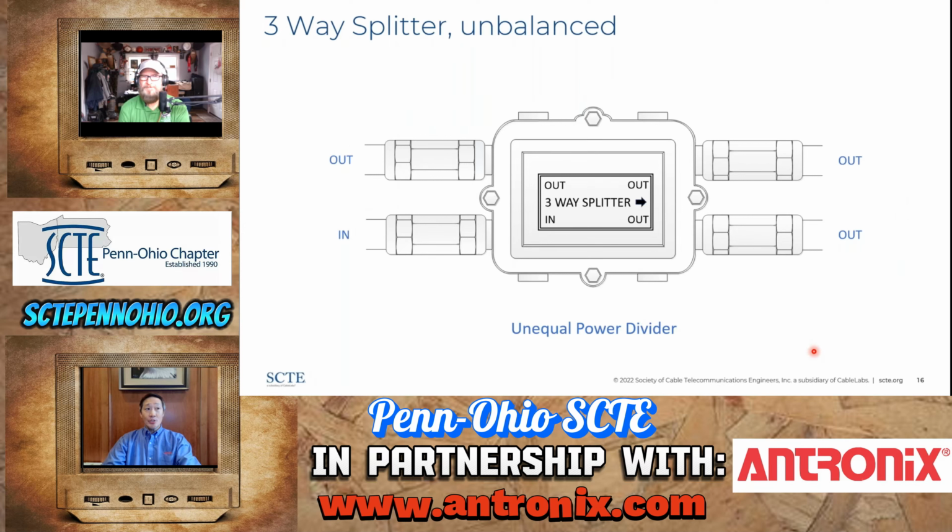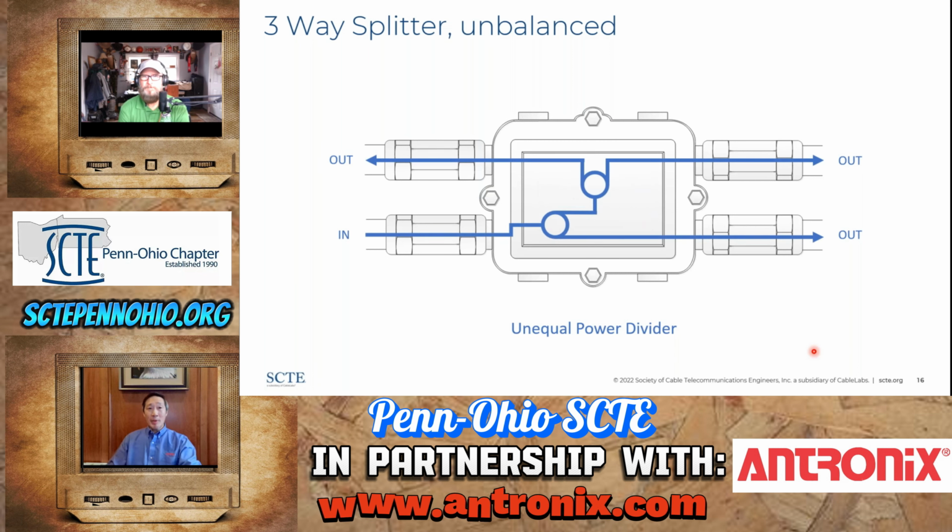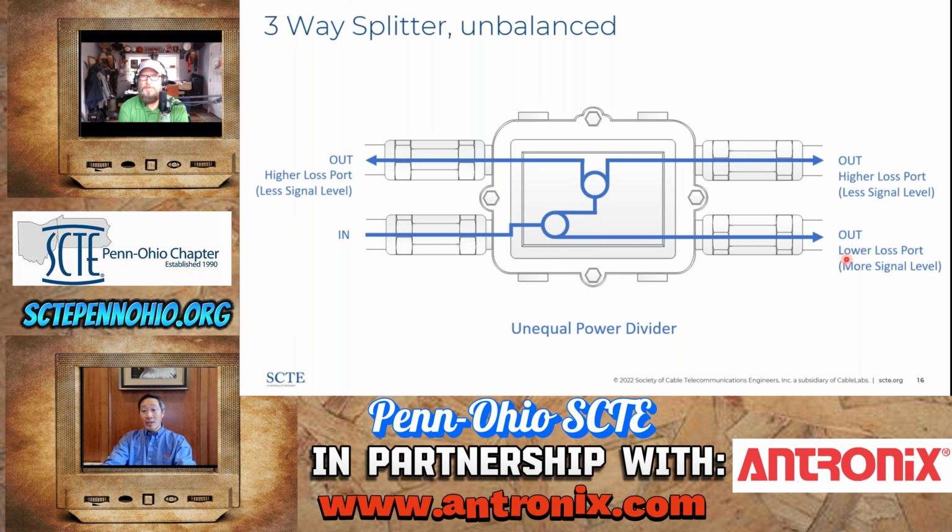So here is also an unbalanced three-way splitter. So why is this an unbalanced three-way splitter? A three-way splitter is simply two-way splitters inside. It's a two-way splitter, and one of those legs of the two-way splitter is actually split in half again to be out. So this leg would actually be the lower loss port because it's only going through one two-way splitter. These two output ports are the higher loss ports because the input signal goes through two two-way splitters.